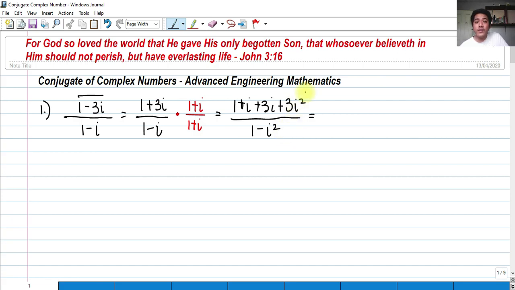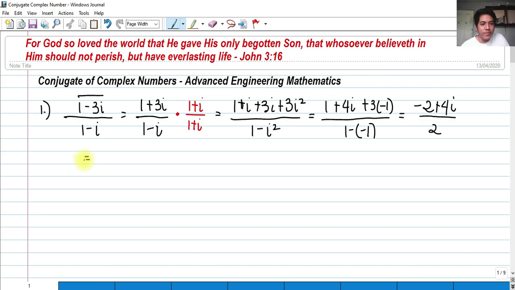And then evaluate. So we have 1 plus 4i, since 3i plus i is 4i. We know that i squared is equal to negative 1, so we substitute negative 1. So we have negative 3 plus 1, which is negative 2, plus 4i, all over 1 minus negative 1, which is 2.